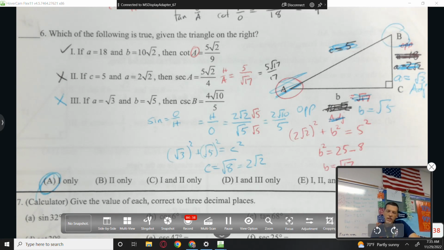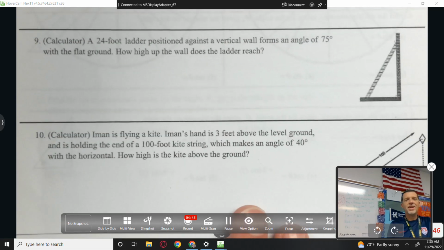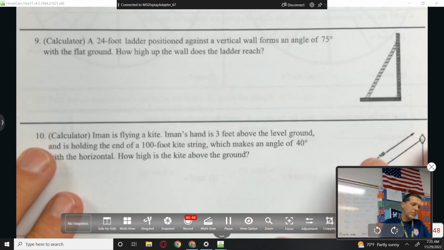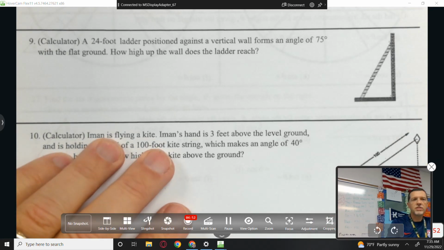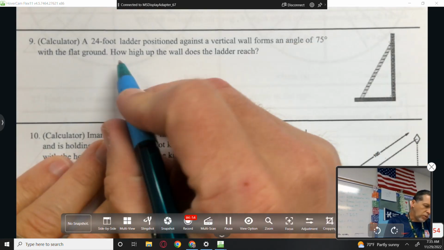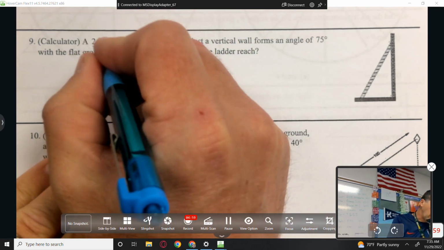Yes, sir. I was just confused on the answer you got for number 9 in this one. Okay. Mine was 12, but it's just decimal. Okay, let's do it and see what happens. Number 9. And maybe the key is wrong. We'll see. A 24-foot ladder. Okay, this gets people sometimes.